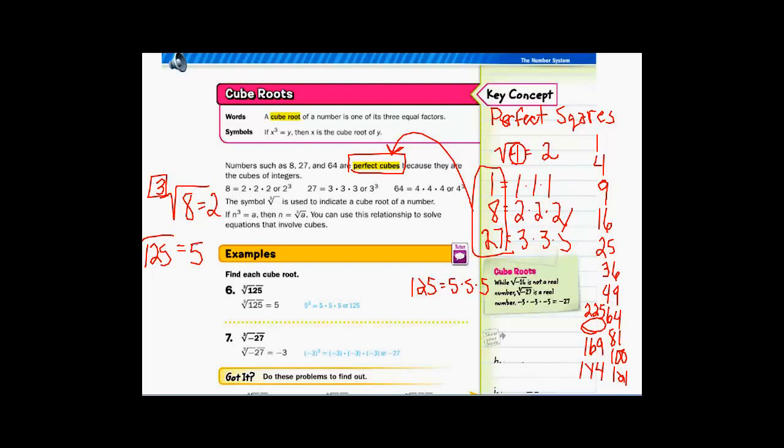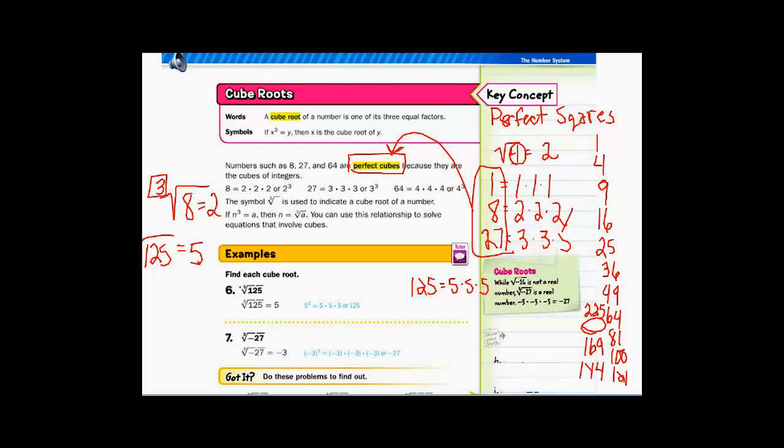Now again, remember, this does not mean something divided by this. Square roots didn't mean half of that. This does not mean this divided by 3. It means what number times itself 3 times. What number times itself 3 times gives you that. All right, so let's talk about this.